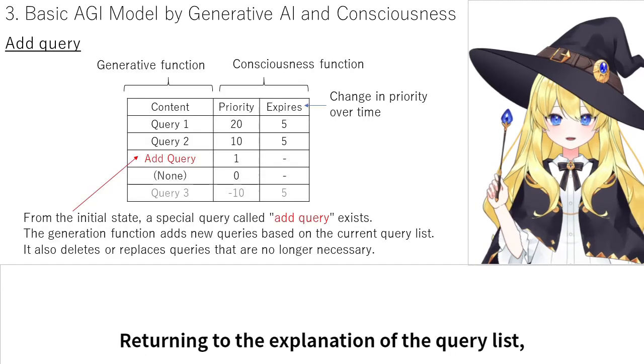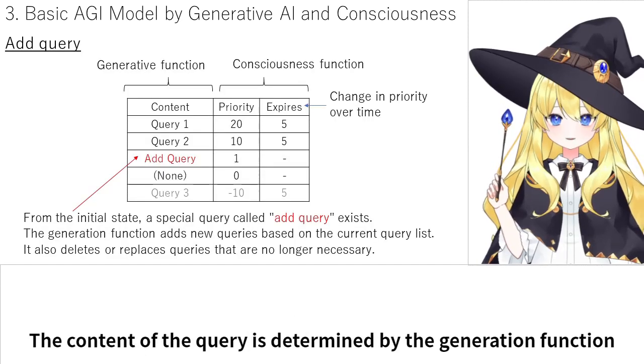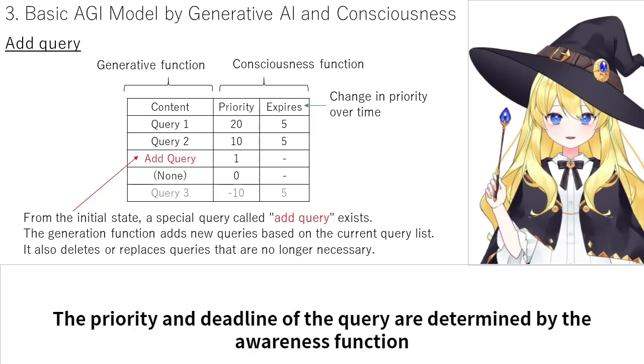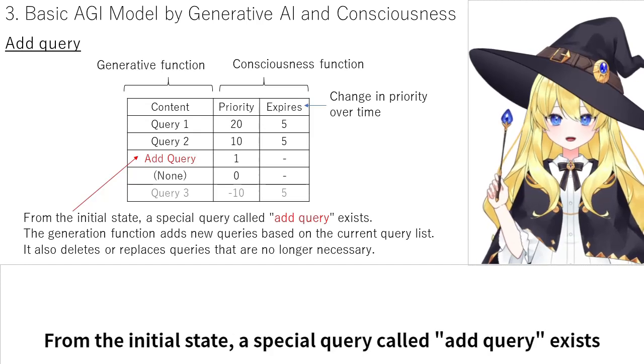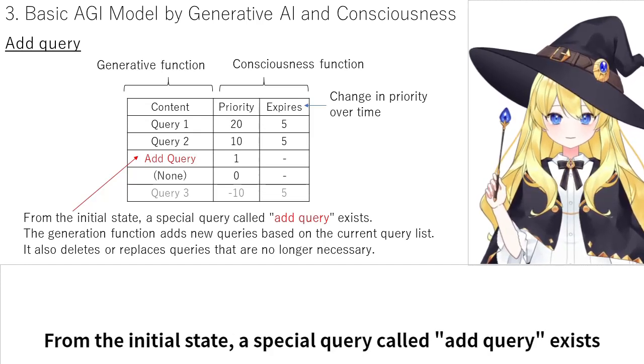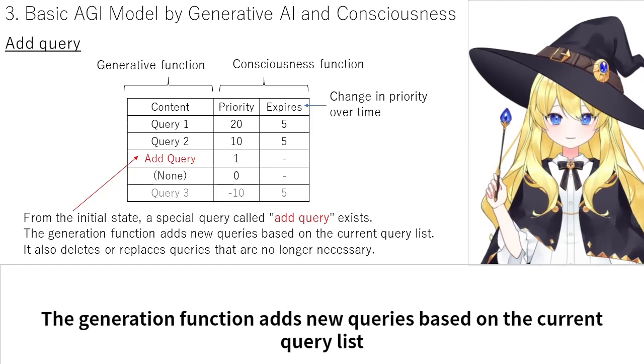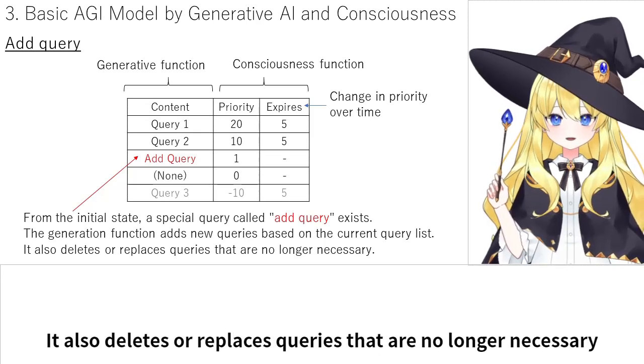Returning to the explanation of the query list. The content of the query is determined by the generation function. The priority and deadline of the query are determined by the awareness function. The deadline is the change in priority over time. From the initial state, a special query called add query exists. The generation function adds new queries based on the current query list. It also deletes or replaces queries that are no longer necessary.